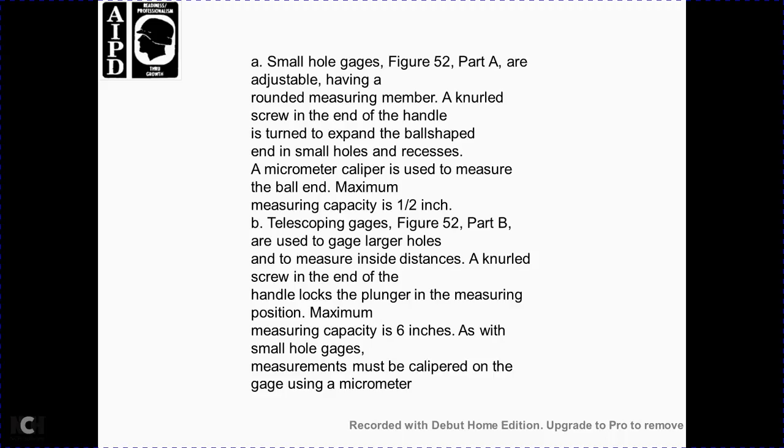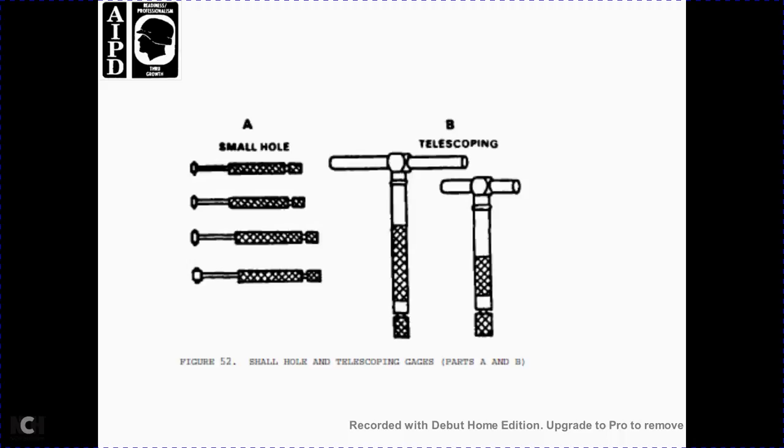Maximum measuring capacity is 6 inches. As with the small hole gauge, the measurement must be calibrated on the gauge using a micrometer. Figure 52 shows the small hole and telescoping gauges, small hole in part A and telescoping in part B.